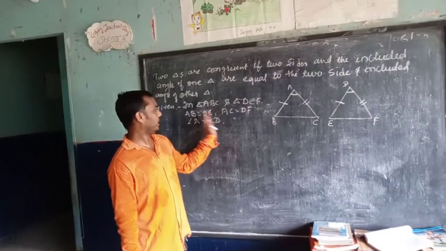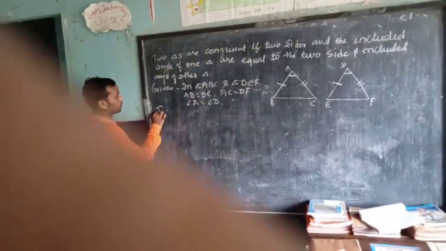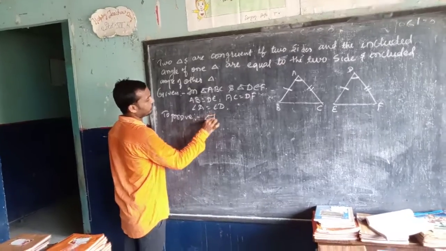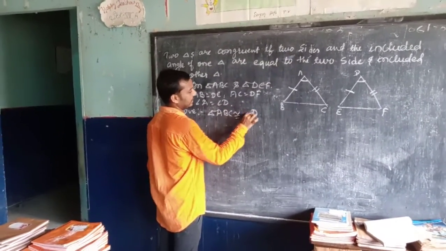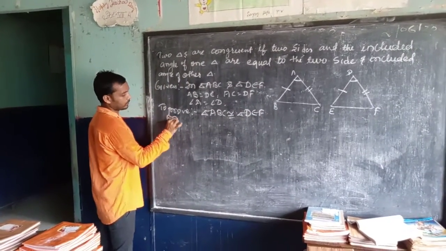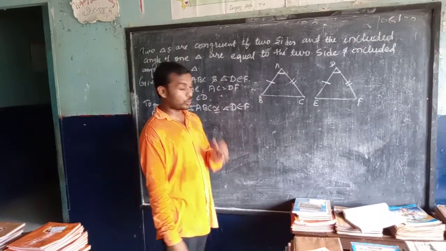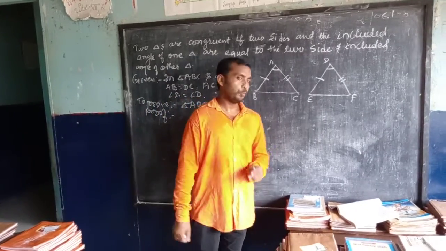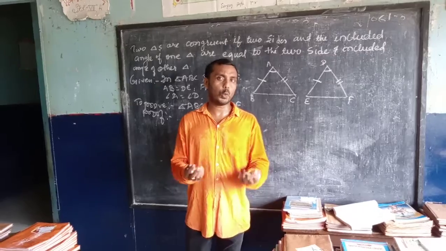Okay, so here it's equal. To prove, we have to prove triangle ABC congruent to triangle DEF. Okay, proof means here I am telling you, student, that we will follow the statemental proof. How? Nothing to worry about, just see what we will do.